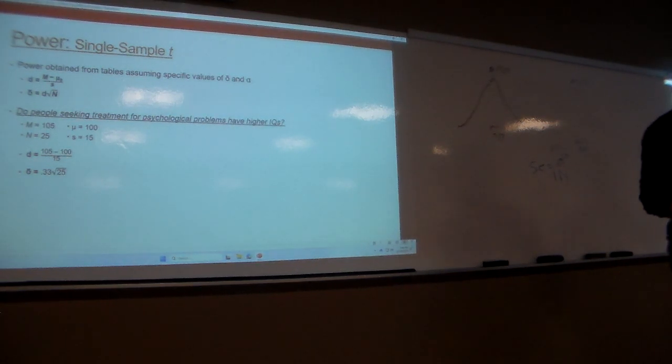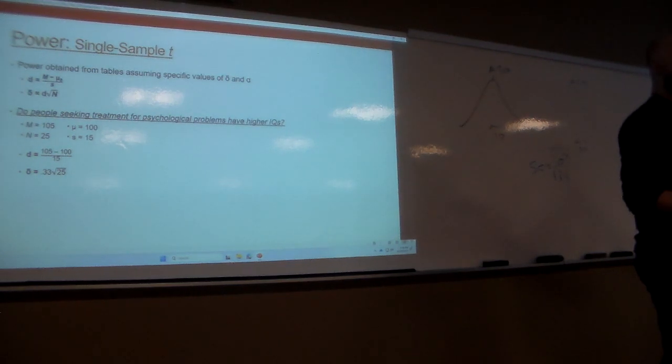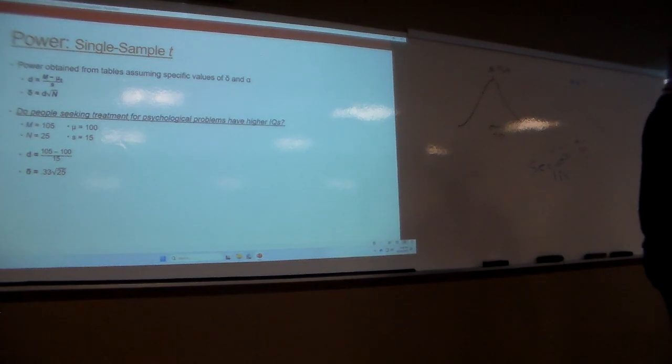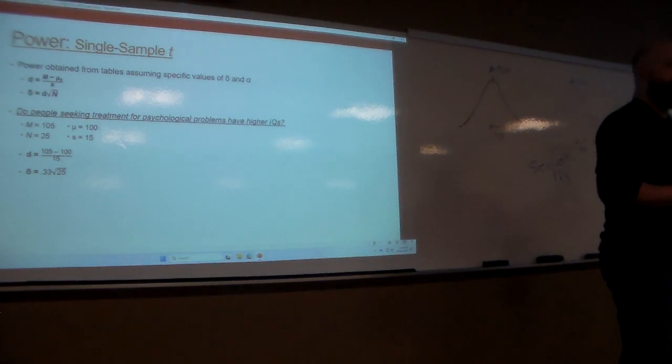So basically we've got a number of individuals who are maybe seeking treatment for psychological difficulties. And what we're doing is we're measuring their IQ and testing it against our reference value. So this is just a single sample t-test. So I calculate my D statistic. So it's 105 minus 100 over 15. What's my D?